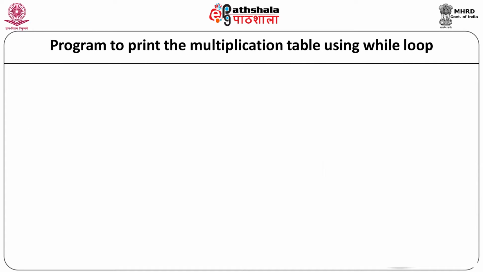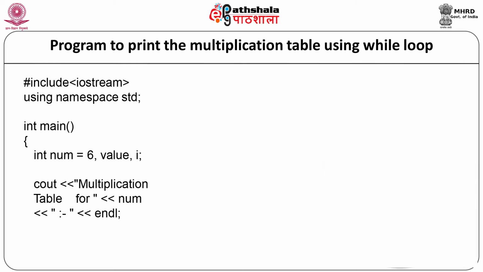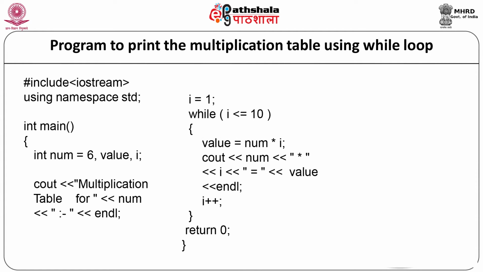Now, let us see the program to print the multiplication table for a given number using the while loop. We will start with the program: #include <iostream>, using namespace std. Here in the main program we will declare the variables: integer num equal to 6, value and i. cout "The multiplication table for" num and endl. The i value is initially 1, while i is less than or equal to 10.